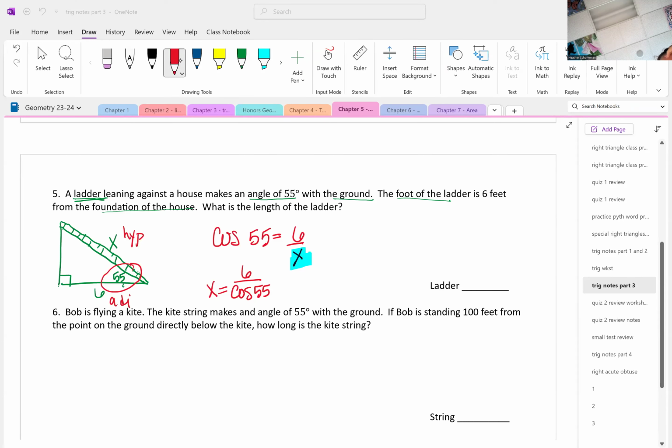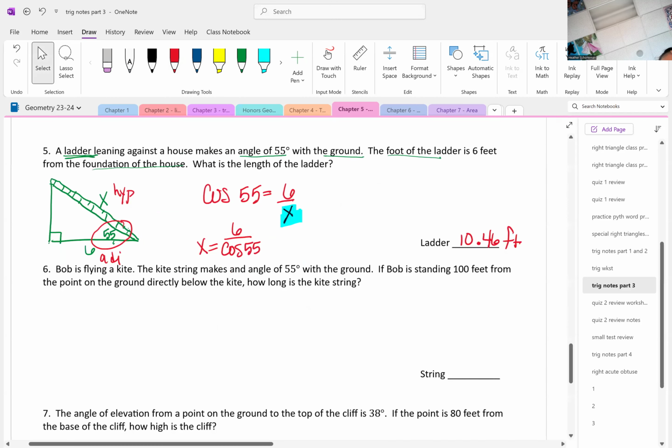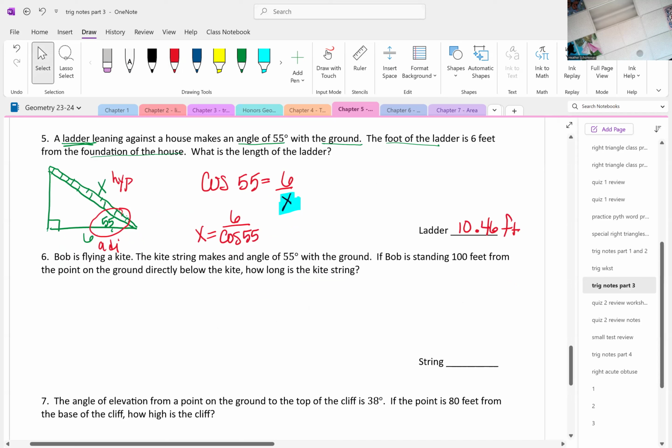So I have 6 divided by the cosine of 55, which gives me, now this is a length. This is no longer an angle, so I'm rounding to the nearest hundredth, 10.46. And we need a label. Well, they said it was feet. So that's it. So it's about 10.5 feet long is our answer. Perfect. All right, next one.